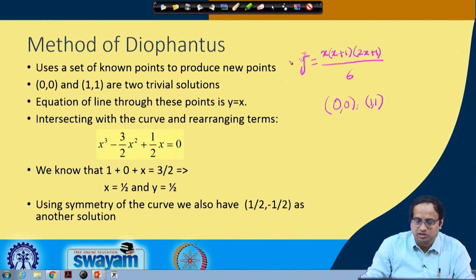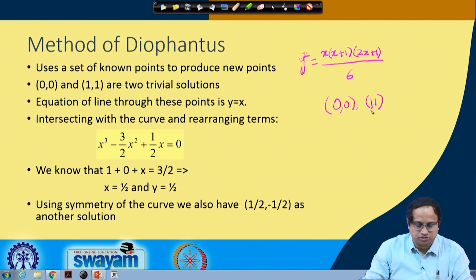If I plug in 1 here, the left hand side is 1, and the right hand side is 1 into 2 into 3, that is 6 divided by 6, which is also 1. So 1, 1 is also a trivial solution of this equation. Now what we will do is draw a straight line through these 2 points, that is 0, 0 and 1, 1. You can easily see that in that case, the line is nothing but y equals x.